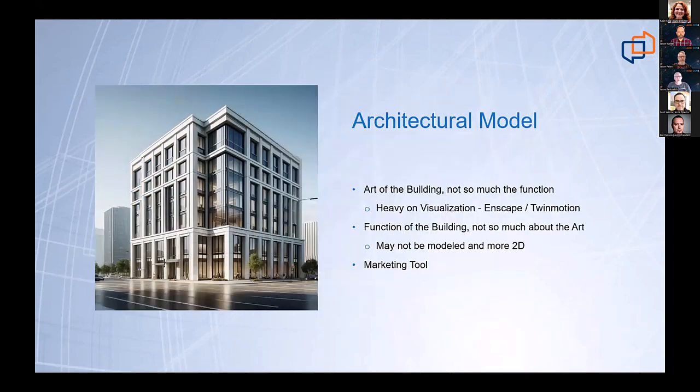When it comes to the architectural model, their design may be concentrating on the art of the building rather than the function of the building. And so they're heavy on visualization using Enscape and Twinmotion. And the function might not be there, right? Ceilings may be too high and not enough room for mechanical and structure to coordinate, right?